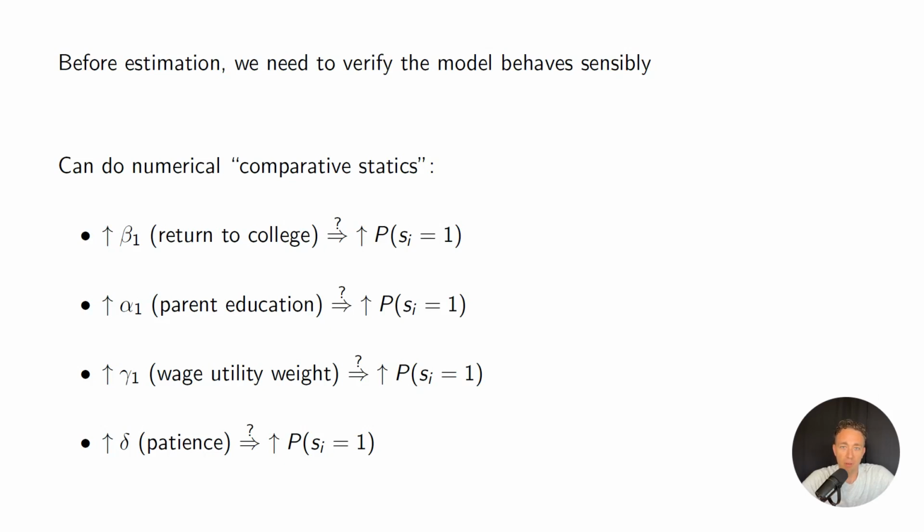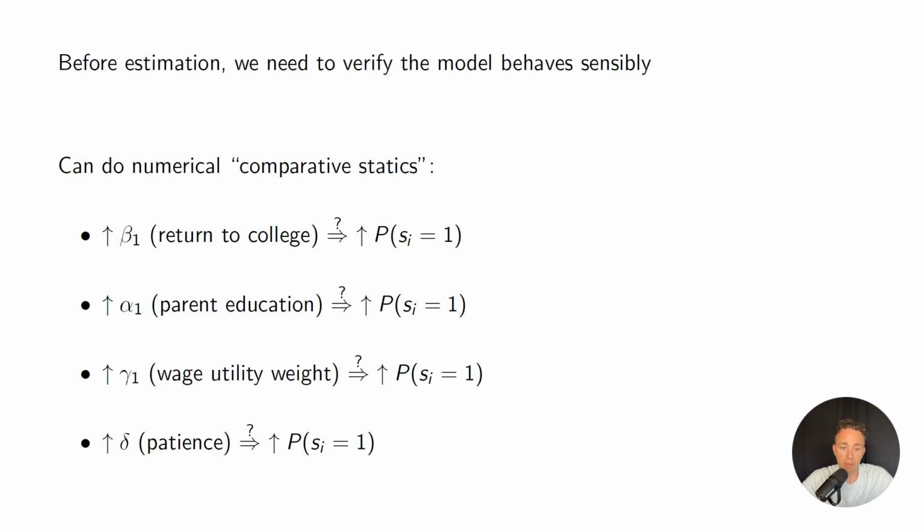Comparative statics refers to a purely theoretical model where we would take partial derivatives with respect to certain objects of the model and see what the sign is if we change some x without changing anything else in the model. What would that do to y? That's an example of a comparative static. And we can do this numerically once we have our model solved for.